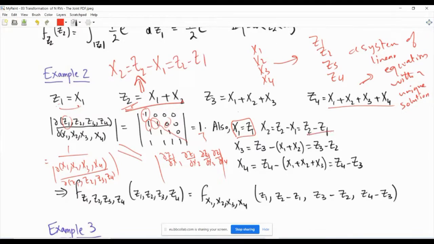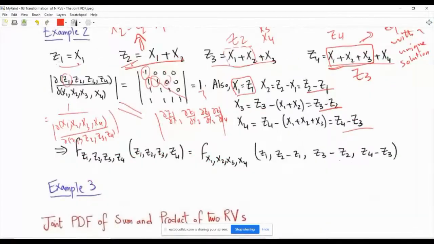And then you come here, and you say, well, x1 plus x2, this thing is z2, and so x3 is z3 minus z2. And then you come here and say, those guys sum together, this is z3, and so x4 is z4 minus z3, which is this one. Okay, so the x's in terms of the z's will be: x1 is z1, x2 is z2 minus z1, x3 is z3 minus z2, x4 is z4 minus z3. Okay, and again, the absolute determinant is 1, and so this is basically the joint PDF.